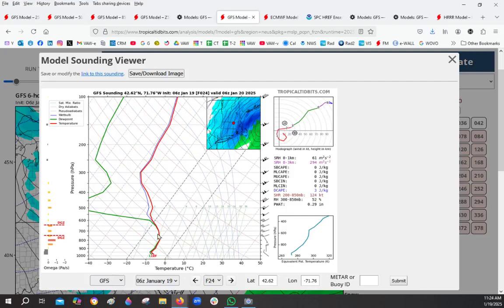So the further up you go, the higher in the atmosphere you go. The red line is the temperature. The green line is the dew point. When they're close together, that means it's saturated. That means you're getting precipitation here. But I also want to look over here. This is the DGZ. DGZ is for dendritic growth zone. This is where the snow develops, okay?